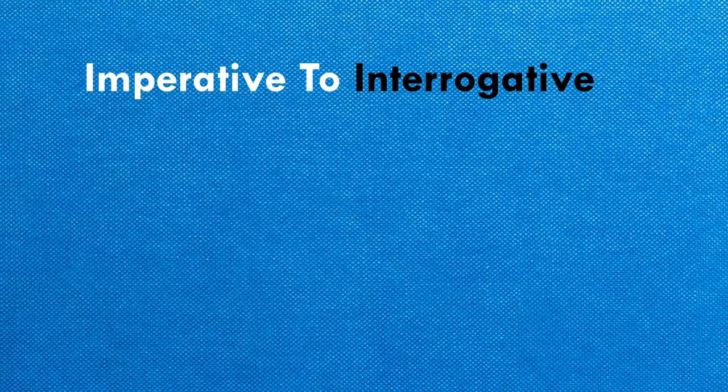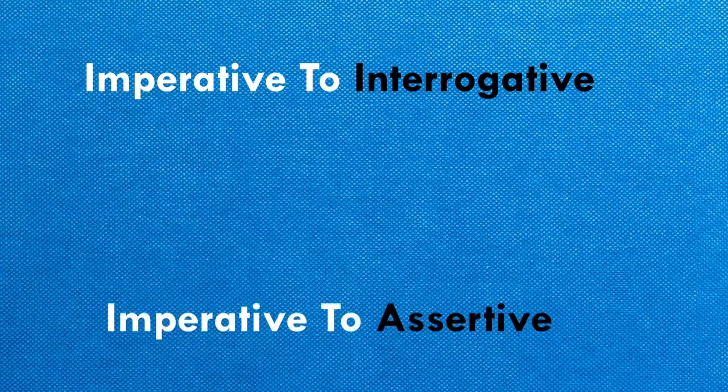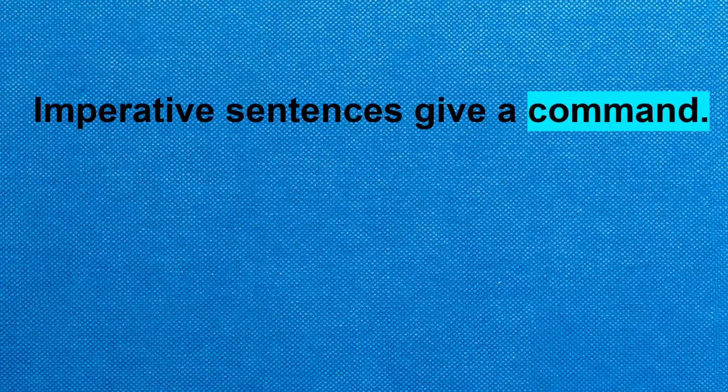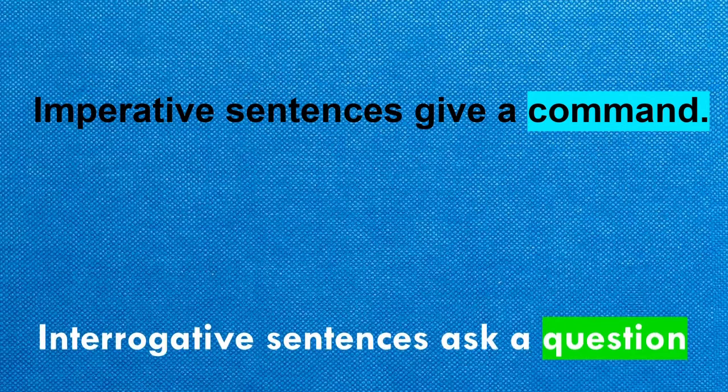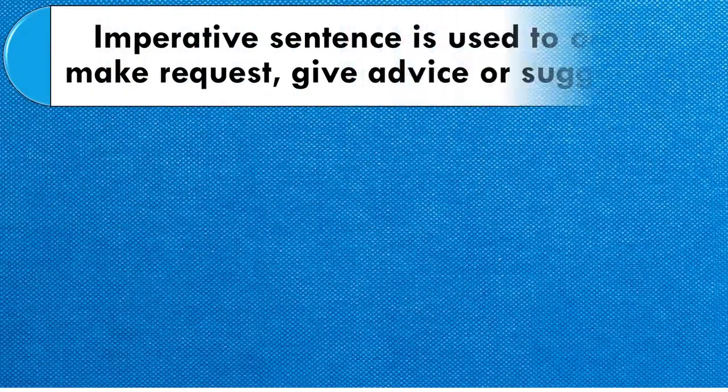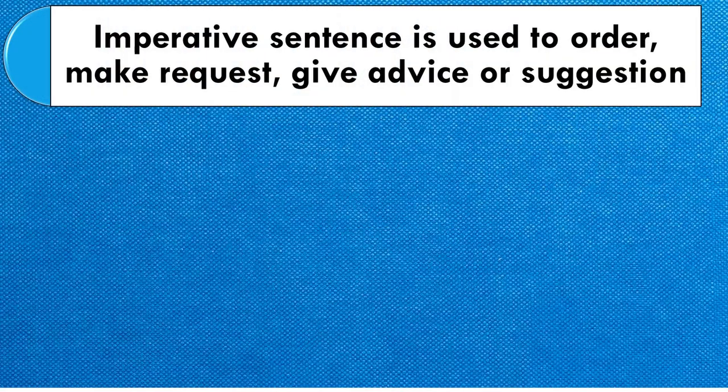Hello everyone. In this video we will see how to convert imperative to interrogative and imperative to assertive. So imperative sentences give a command, whereas interrogative sentences are used to ask a question. These are the functions we have to remember for both imperative and interrogative. Now imperative sentence is used to order, make request, give advice or suggestion.